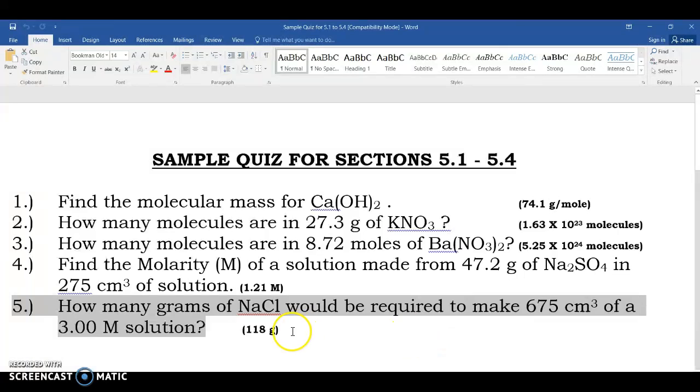So what we're going to do is we're going to go backwards from the problem previous. So number 4, I was asking for the molarity, and now this one here wants to know how many grams it would take to make a 3 molar solution. So let's work this problem out and see what we can do here.